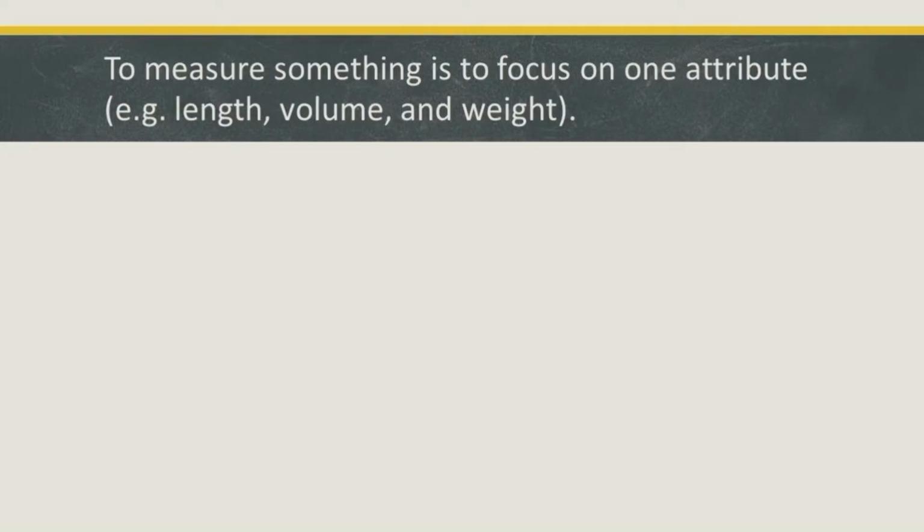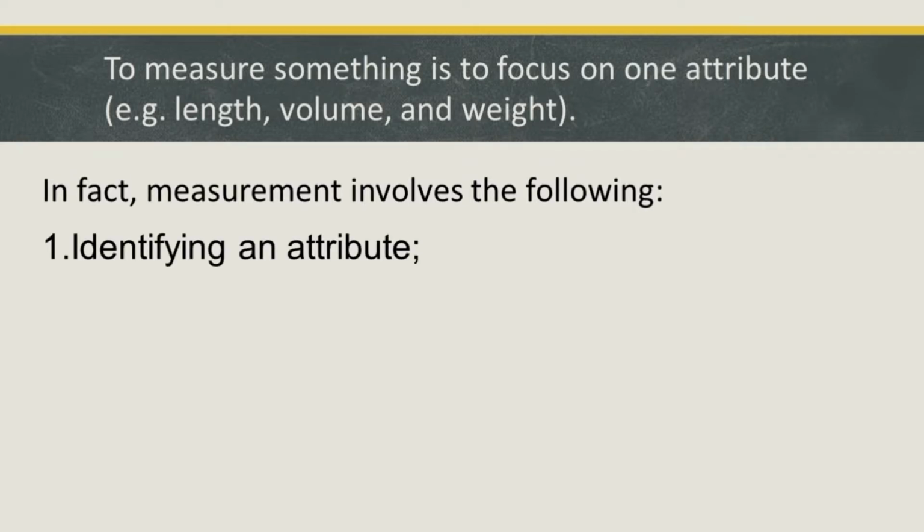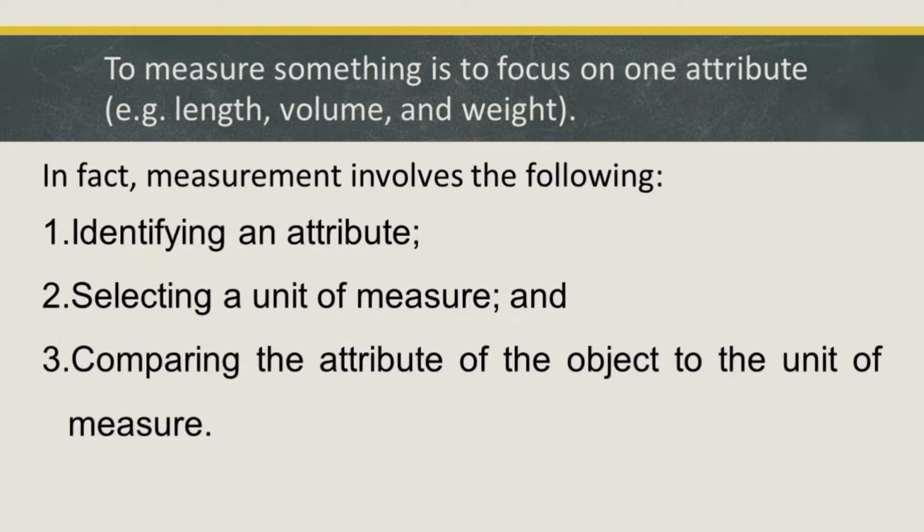From the activity about anaconda and python, we see that to measure something is to focus on one attribute. Examples of these attributes are length, volume, and weight. In fact, measurement involves the following. First, we need to identify an attribute. After identifying which attribute to use, we proceed to the second one. We need to select a unit of measure. And last, we need to compare the attribute of the object to the unit of measure.